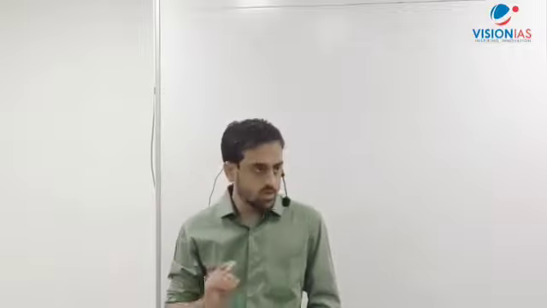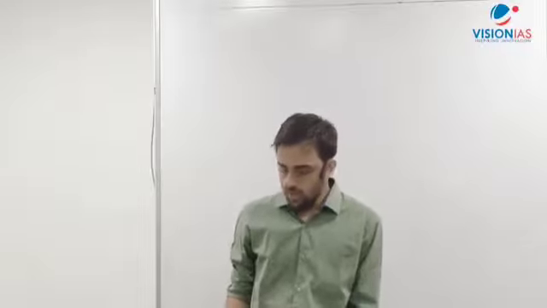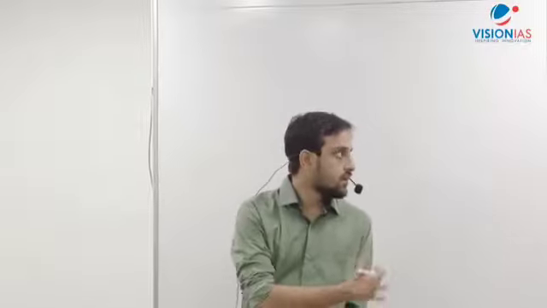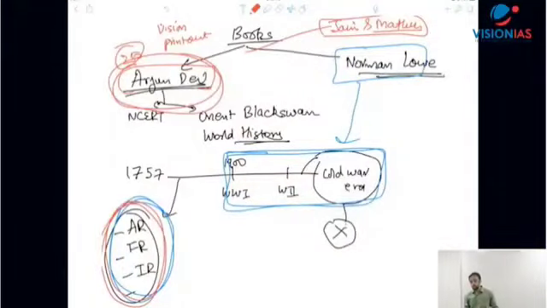So Norman Lowe is a good book, but unless and until you are a history optional student, Norman Lowe is not needed. So if one book you want to pick, I would suggest Arjun Dev. Okay. Norman Lowe is always thick and inquisitive. There is one NCERT also for the Cold War era only. That's Contemporary World Politics. It's the 11th and 12th political science NCERT.